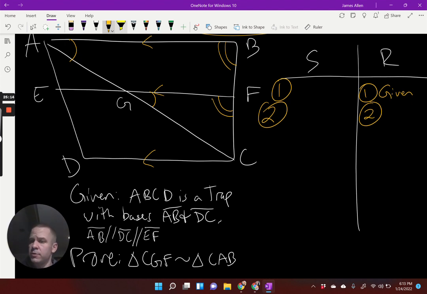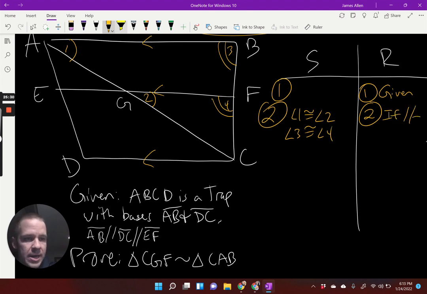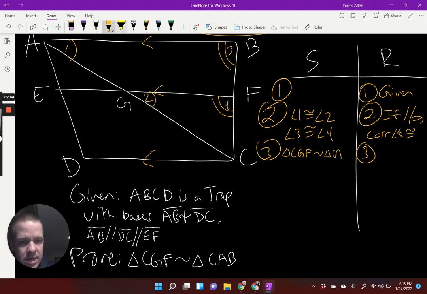So is that enough information to prove two triangles similar? Absolutely. I'm going to call this angle 1 and 2 for ease, and this is going to be 3 and 4. So I'd have angle 1 is congruent to angle 2, and I have 3 is congruent to angle 4. If parallel lines, then corresponding angles are congruent. Throwback. And then we have our proof statement. Triangle CGF is similar to triangle CAB. Angle, similarity. That's awesome.